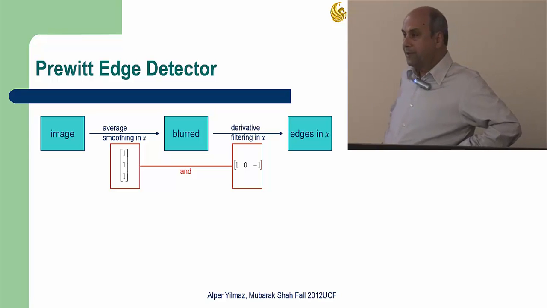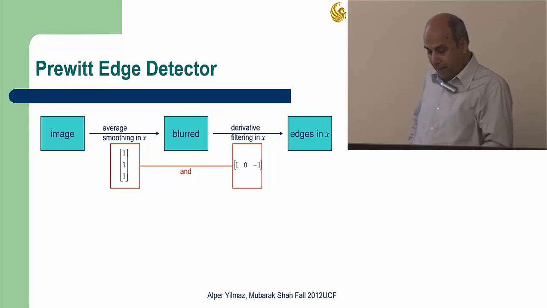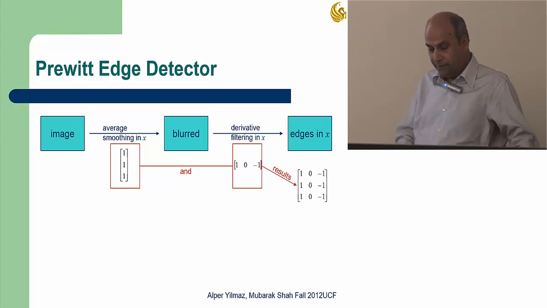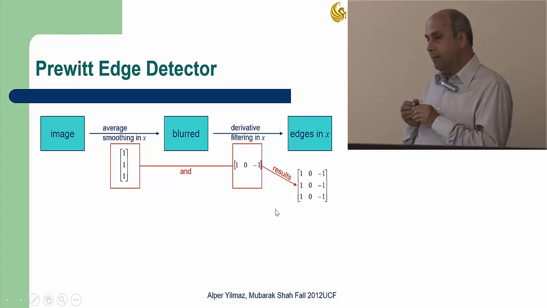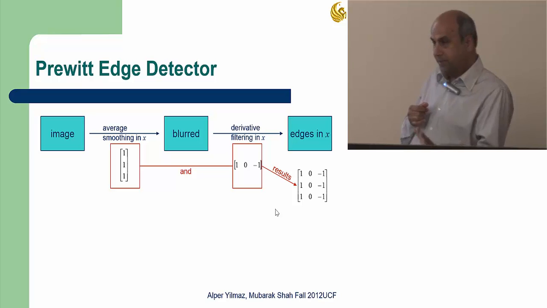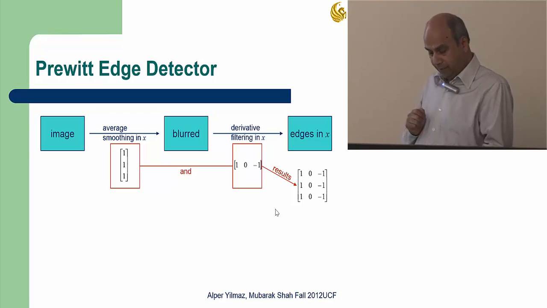Now these are separable things. First you smooth, then find the derivative. If you multiply these two, a 3 by 1 and a 1 by 3, you will get a 3 by 3 matrix, and that will be like that. The idea is, multiply 1, you will get this column, 0, you'll get a 0 column, minus 1, you'll get this, and that is the Prewitt edge detector in the X direction. It has the average, equal weight to all 3 pixels of the 3 by 3 neighborhood, and then the difference.